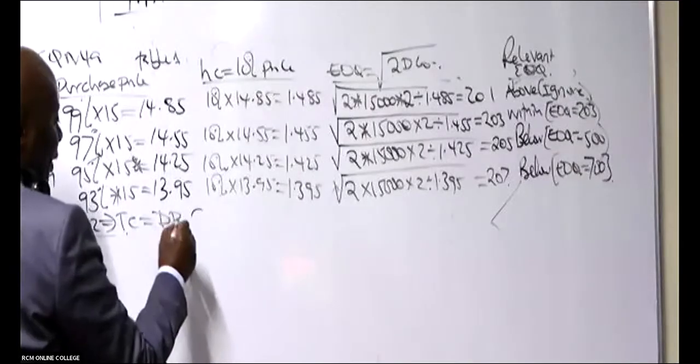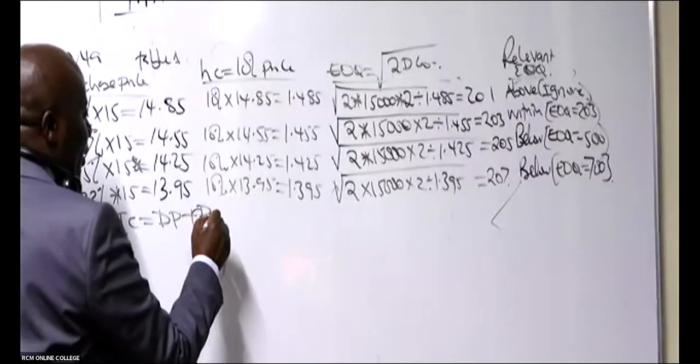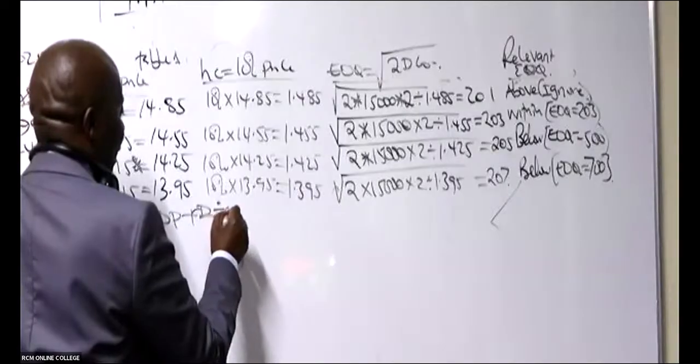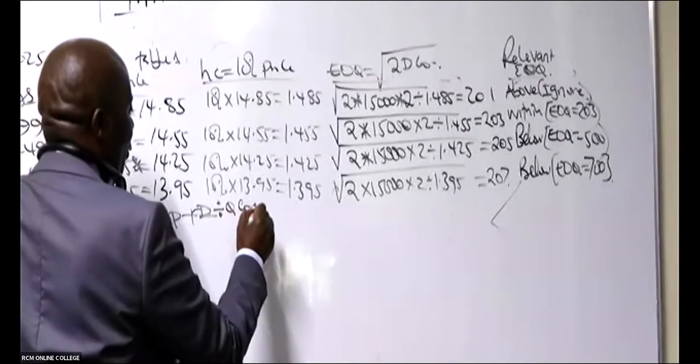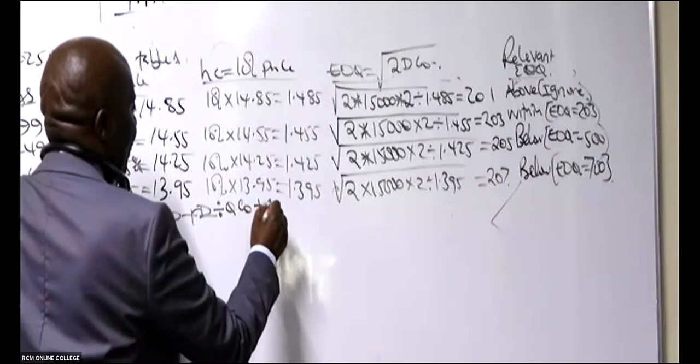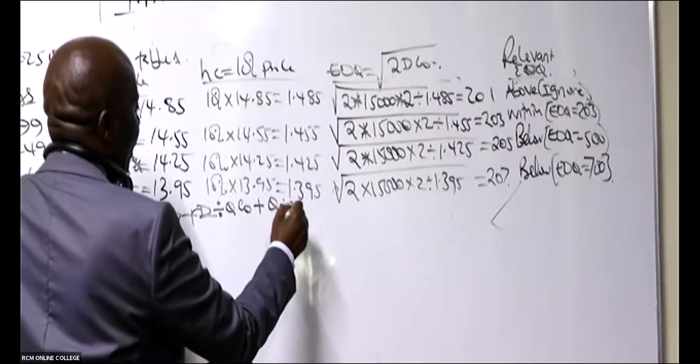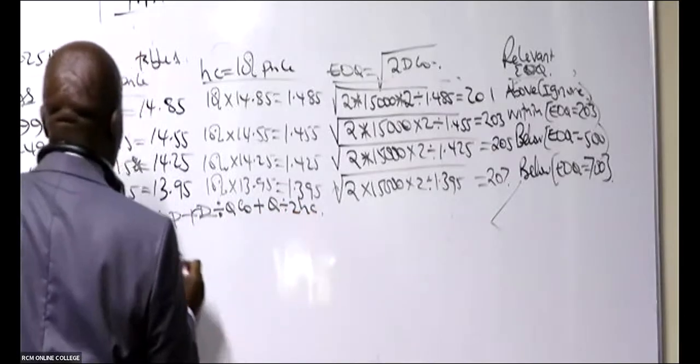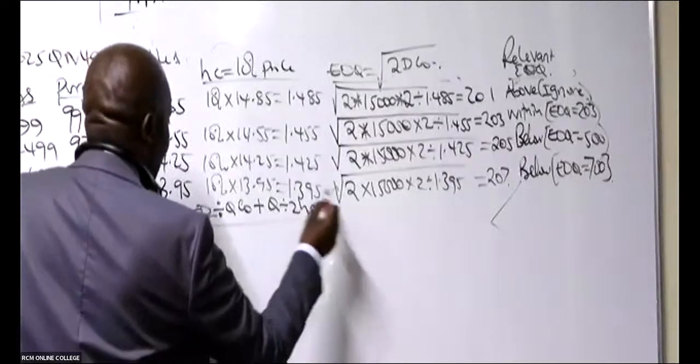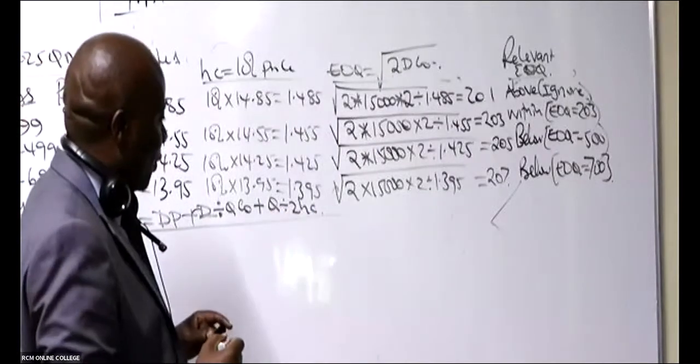And our total cost is DP plus D divided by Q times CO, plus Q divided by 2 times H. I'm just writing like that for purpose of saving space.